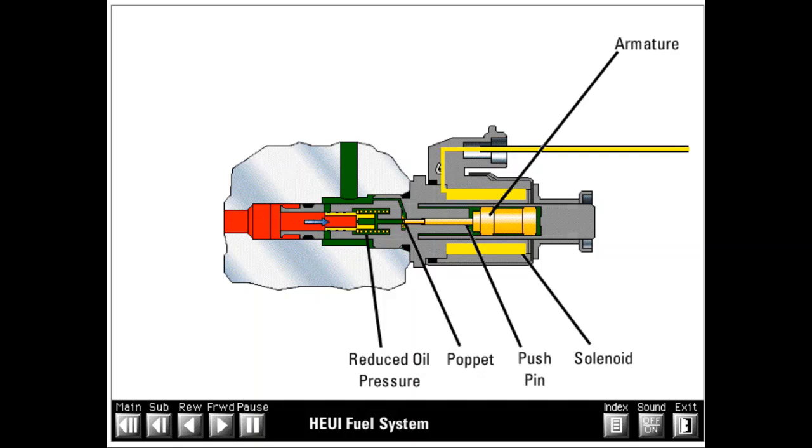This system maintains extremely fast and accurate control of actuation pressure, providing excellent throttle response, improved fuel economy, and reduced exhaust emissions.